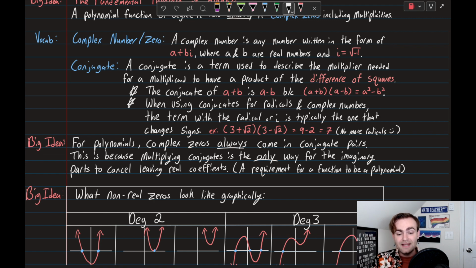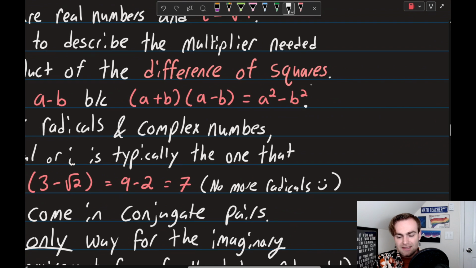Here's another vocab word, and this vocab word is going to be a little bit painful, especially if you're not as familiar with complex numbers. A conjugate is the term used to describe the pairing you need to multiply, which is the multiplier, to a pairing, which would be the multiplicand, to have a product of the difference of squares. The difference of squares is here. It is something plus something times something minus the same something, so the a and b are the same. For both, you'll have a squared minus b squared. That is the difference of squares.